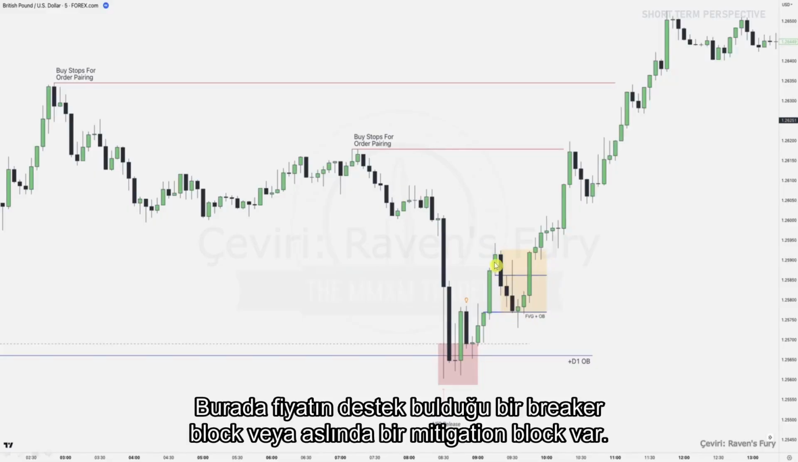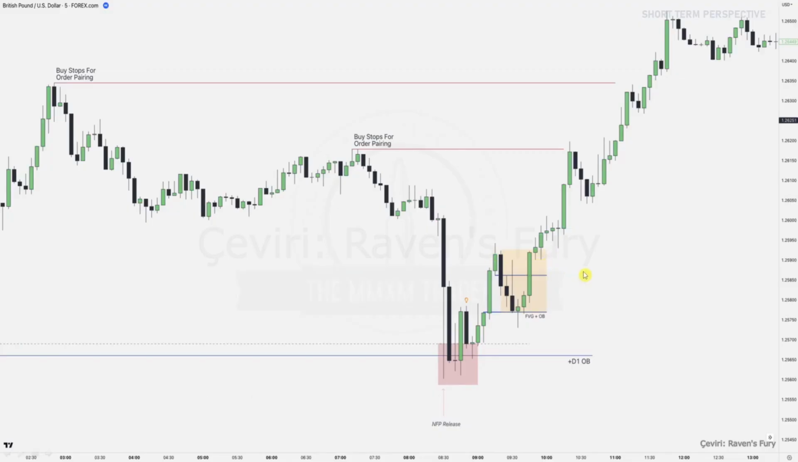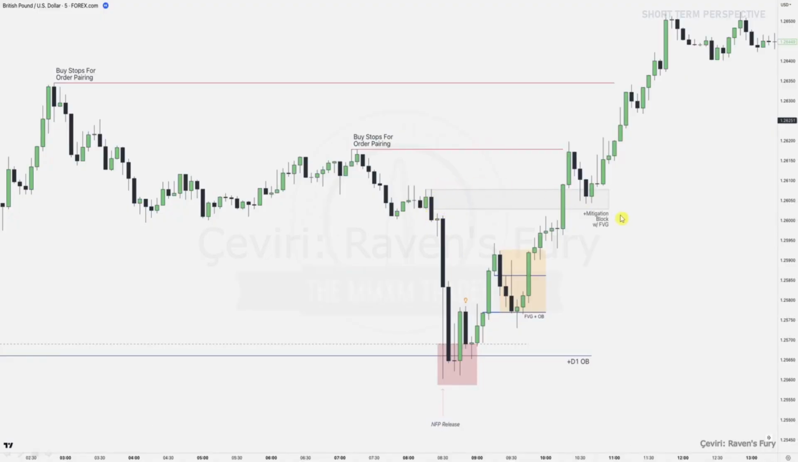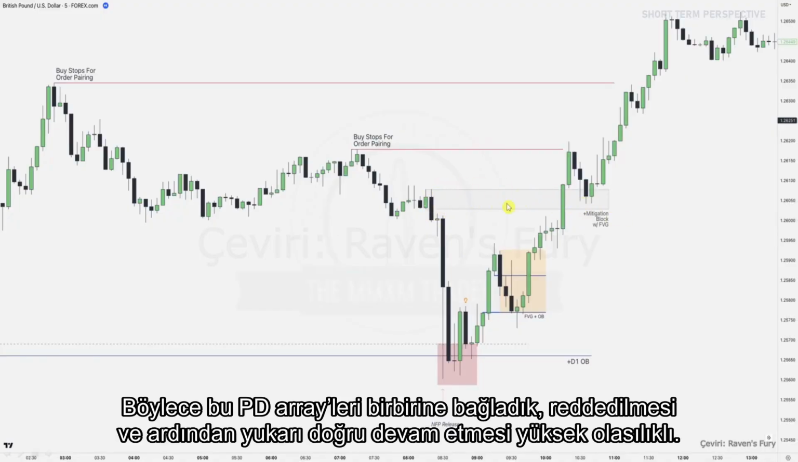We've got that breaker block, or actually a mitigation block, over here where price finds support. Another mitigation block up here, with a fair value gap. So we have coupled up these PD arrays with each other, highly likely to reject and then continue its way up.